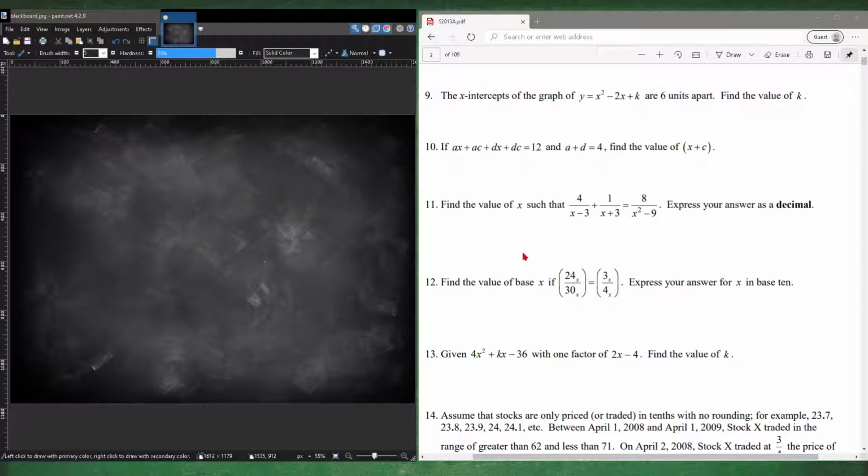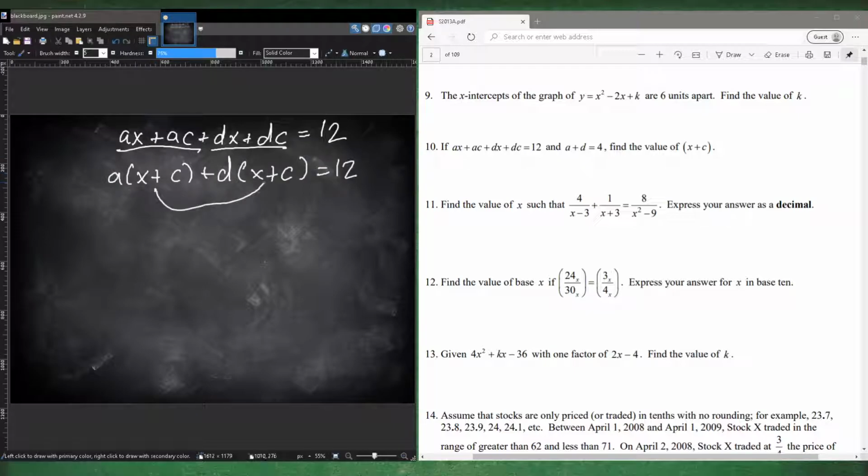Number 10. If ax plus ac plus dx plus dc equals 12 and a plus d equals 4, find the value of x plus c. Okay, so what I noticed is that we could factor out some common values. So from here we could take out the a, and from here we could take out the d. So a times (x plus c), and then plus take out the d, which is times (x plus c).